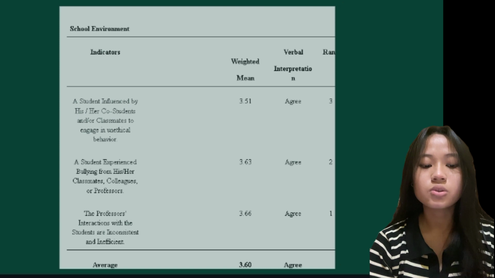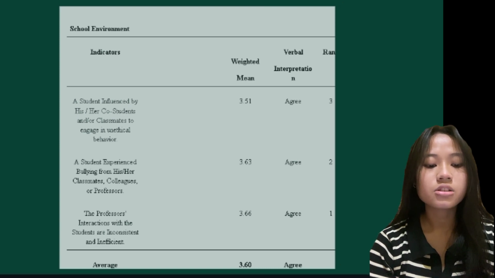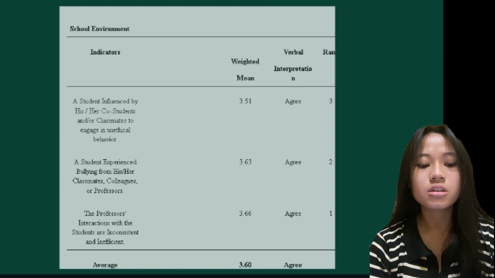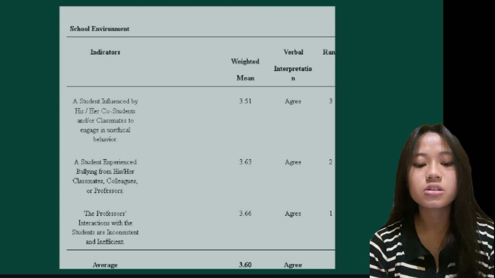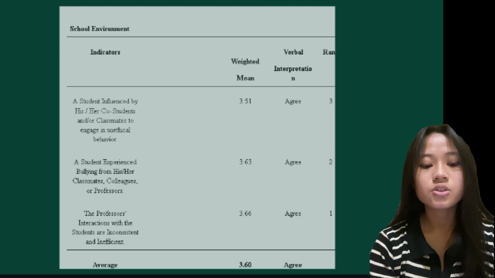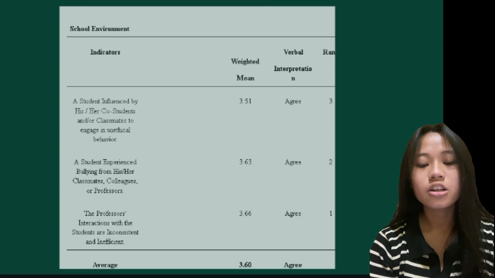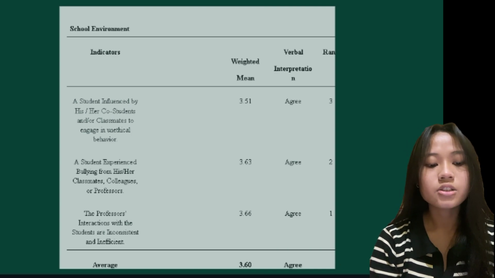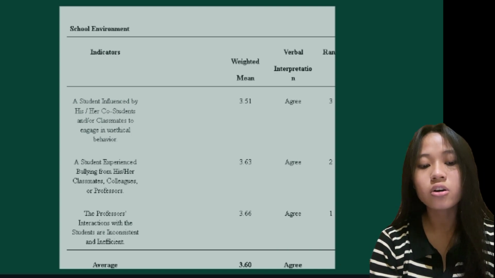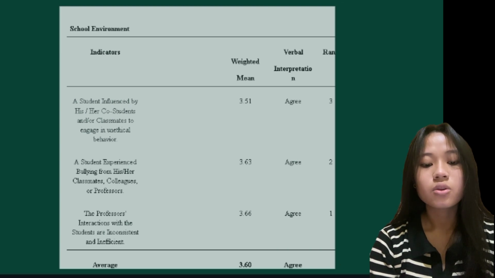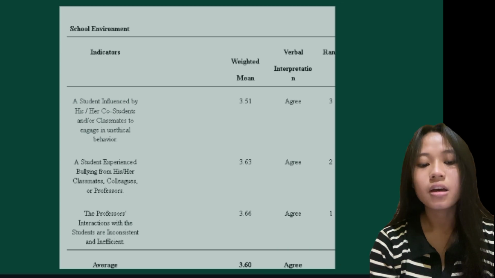So table number 6 is school environment. Table number 6 indicates the statement the professor interacts with the students inconsistently, inefficiently, gets the highest rank with a weighted mean of 3.66 and interpreted as agree. On the other hand, the students experience bullying from his or her classmates, colleagues, or professor gets rank 2 with a weighted mean of 3.63 and interpreted as agree. Finally, the students are influenced by his or her co-students and classmates to engage in unethical behavior, the lowest rank, with a weighted mean of 3.51 and gets the interpretation agree.